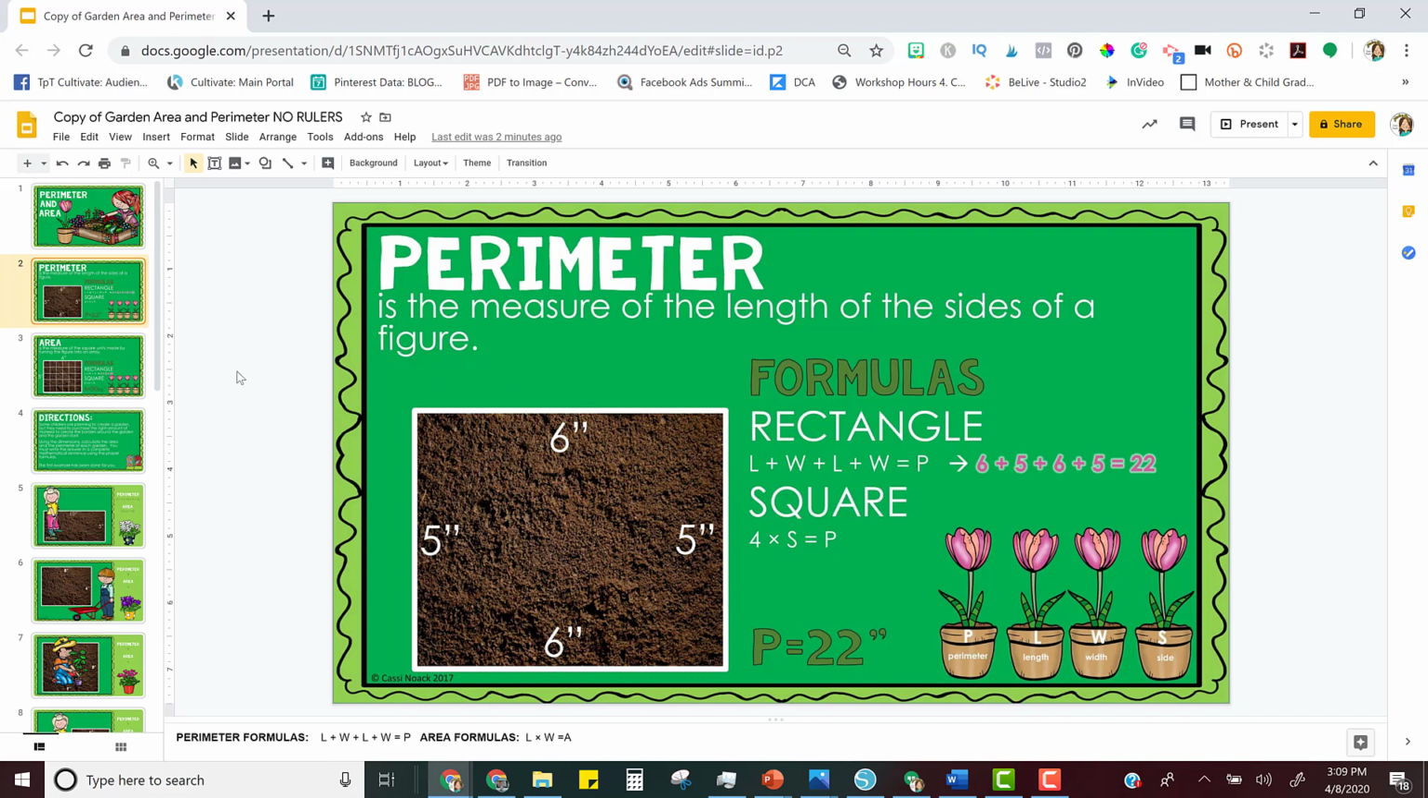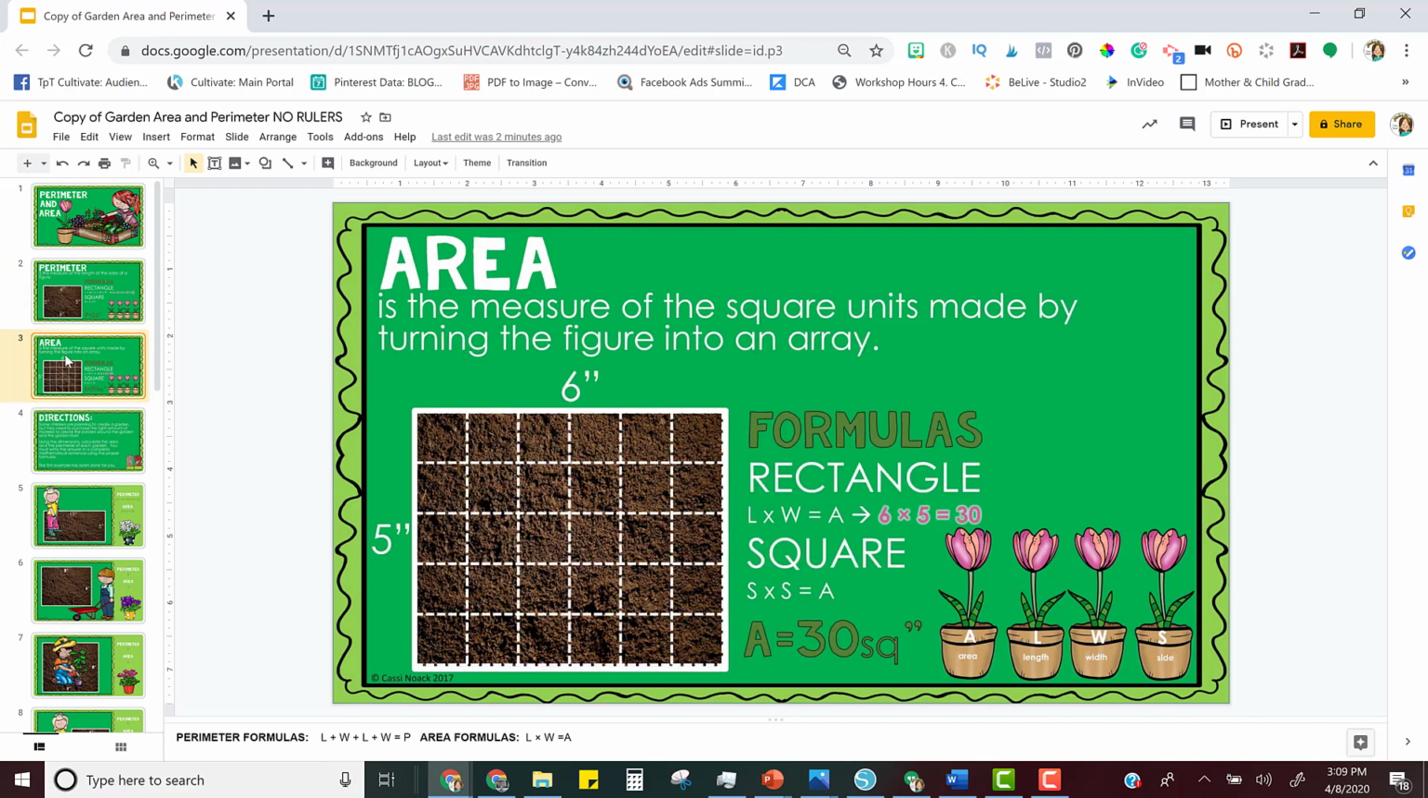So now let's review area. Area is the measure of the square units made by turning the figure into an array. Notice we turn the rectangle into an array that has 6 columns and 5 rows. If we add up the squares made by the array, that's the area. Area has formulas too. The formula for a rectangle is length times width equals area.